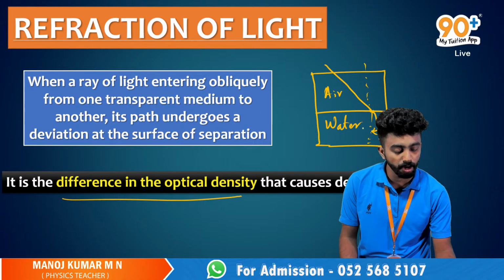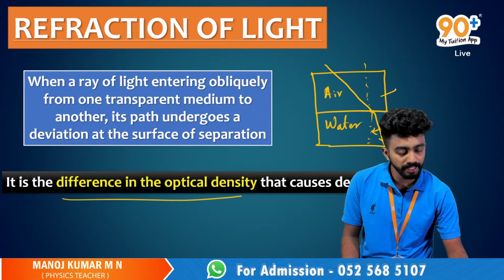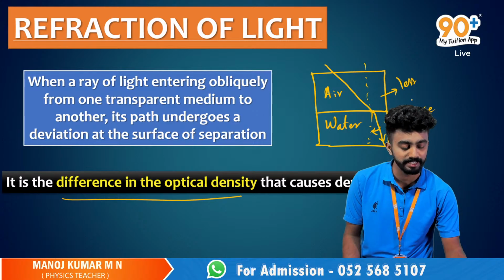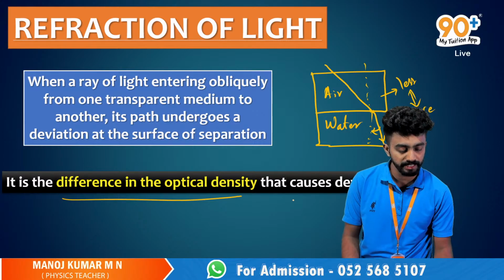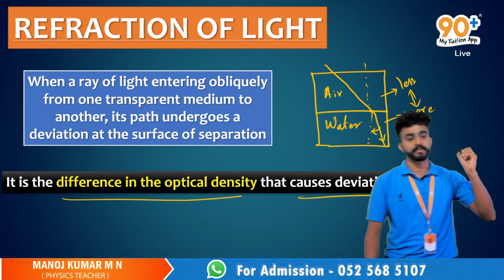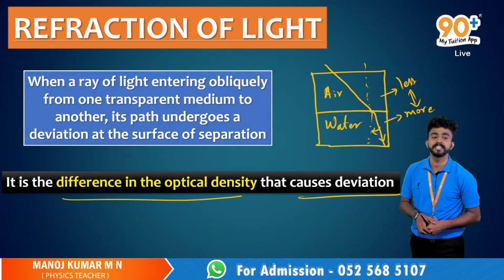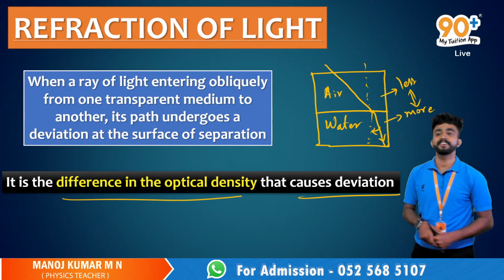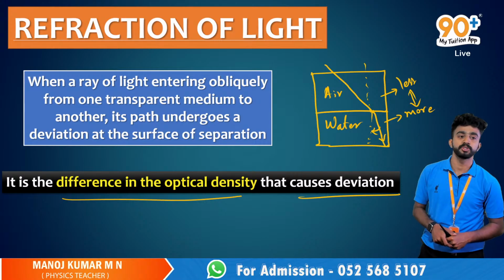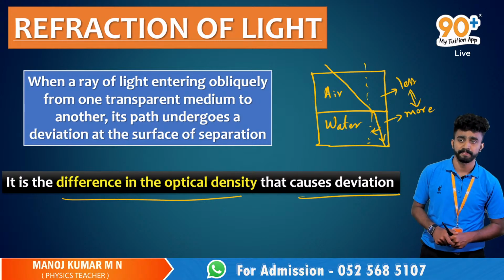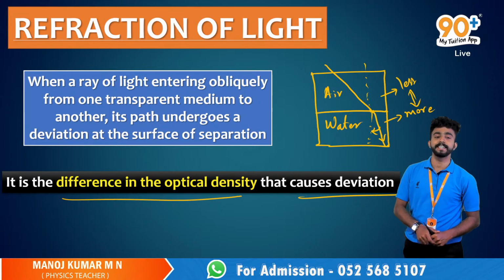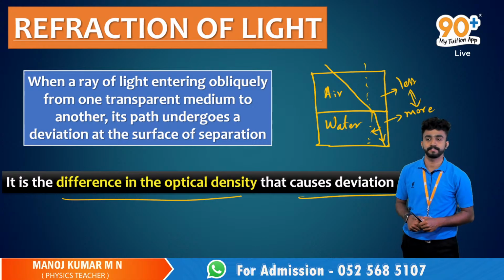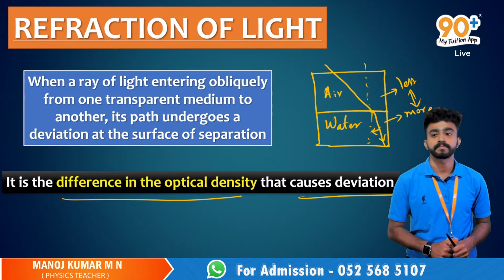So this difference in the optical density: over here it is less optically dense, and this is more optically dense. This difference causes deviation. It is the difference in the optical density that causes deviation in the case of refraction of light. So please note it down, guys. Important. It is the difference in the optical density that causes deviation in the case of refraction of light. Quick, real quick.